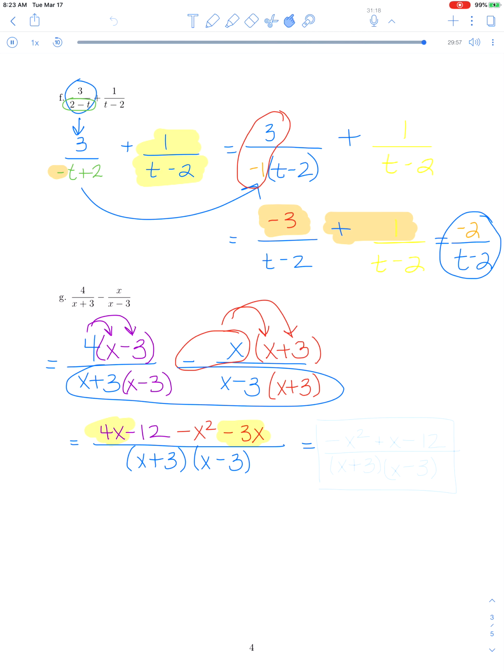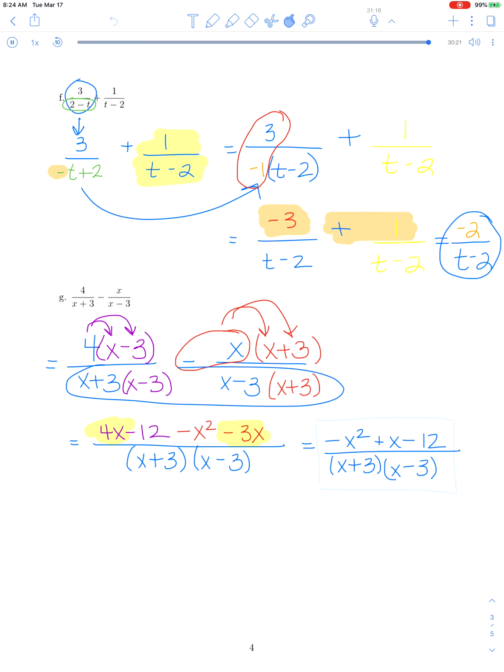So let's see what that gives me. I've got the negative x squared that should come first in order. The 4x minus 3x is just positive x. And then I've got my negative 12 over my x plus 3 and my x minus 3 also, because that was my common denominator and nothing has canceled out yet.